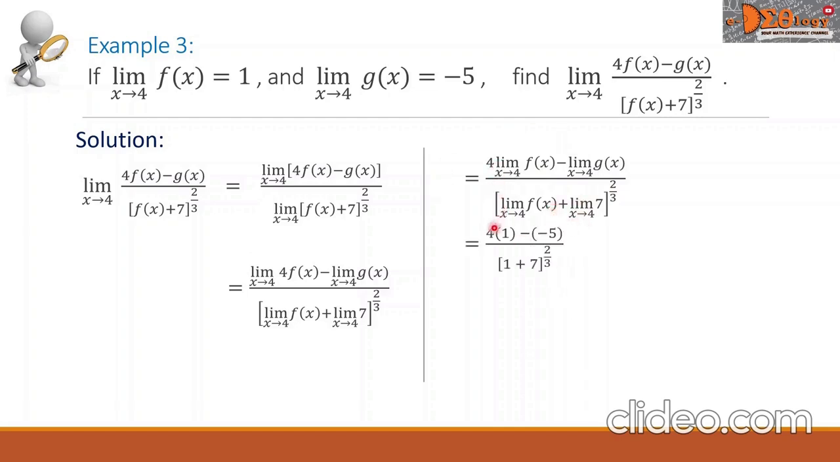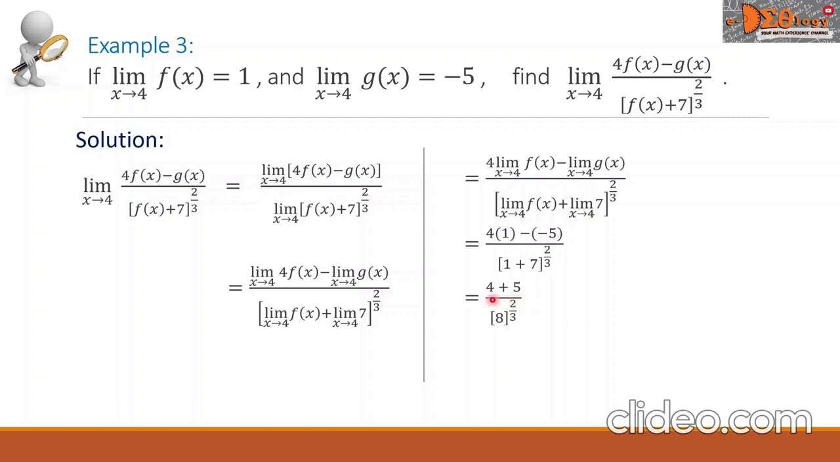So we have 4 times the limit of f of x, that is the value 1, we write here 1, minus the limit of g of x, the value is negative 5, all over the limit of f of x, again it is 1, plus the limit of the constant 7, which is the constant 7, all raised to the power 2 over 3. Simplifying the numerator, 4 times 1 is 4, negative and negative becomes positive, and we write the 5. All over, 1 plus 7 is 8, that is raised to the power 2 over 3.